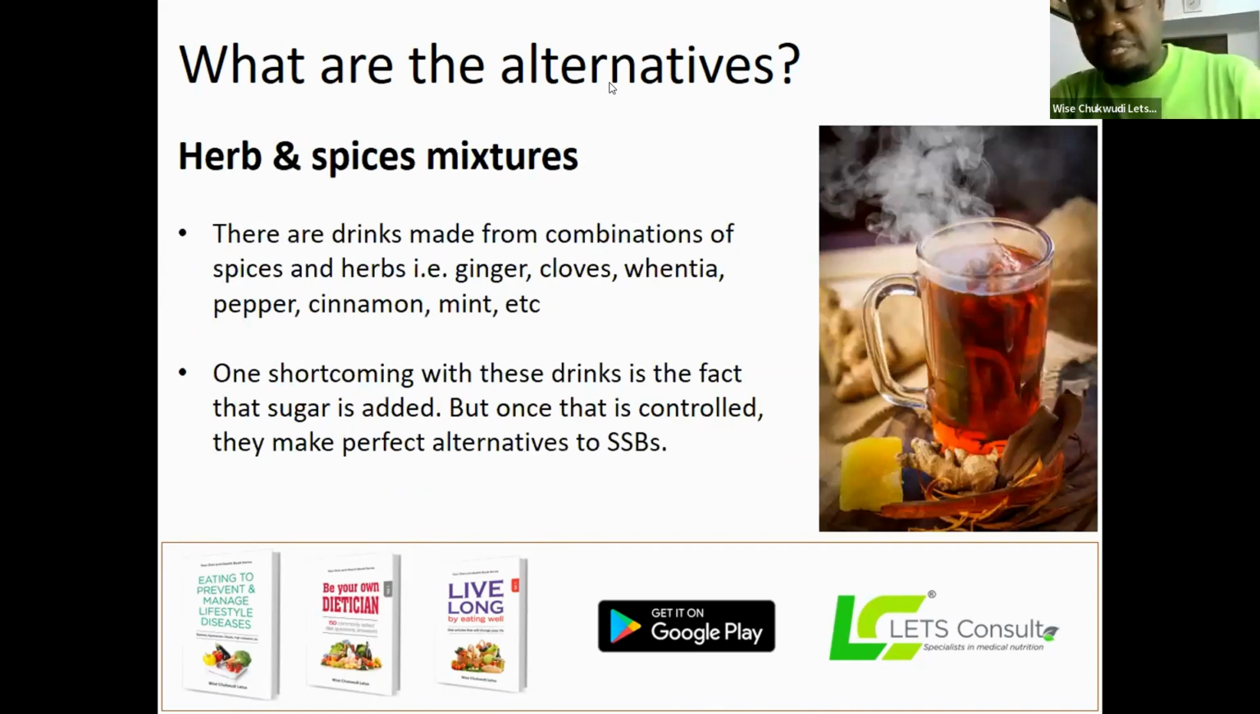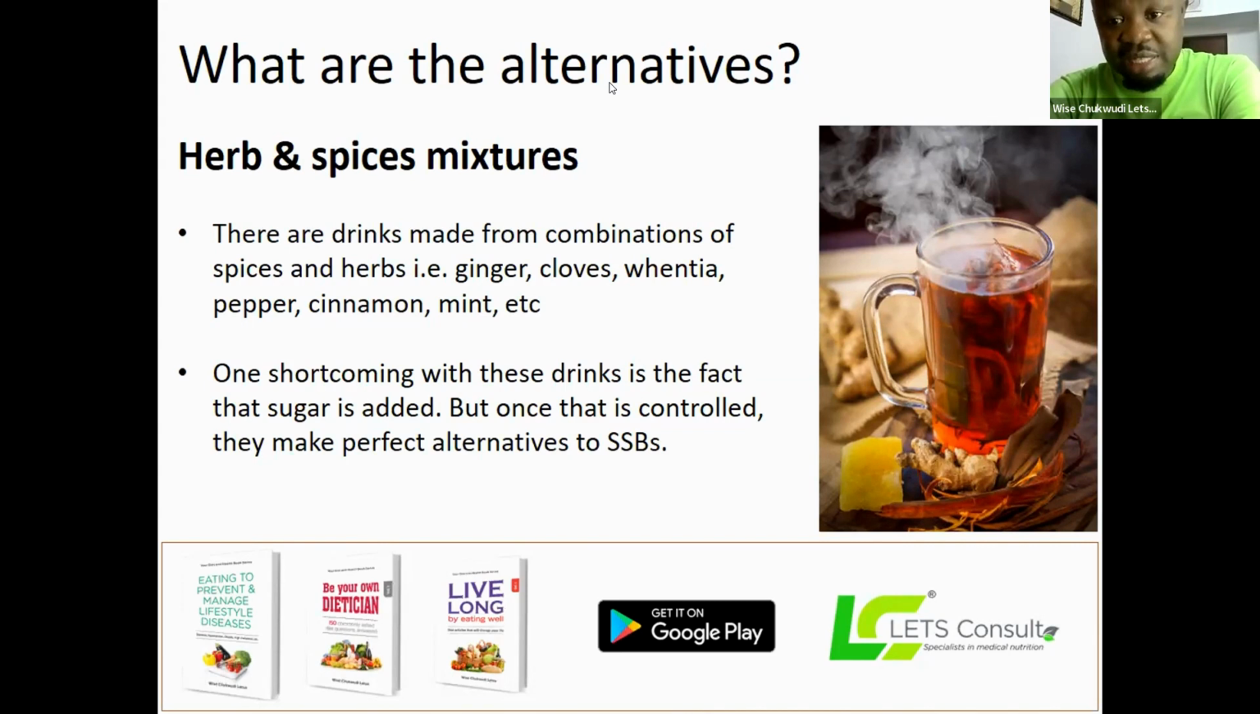Herbs. So the second alternative I want to talk about is herb and spices mixtures. People are so innovative these days. So they're able to put together herbs or spices, ginger, garlic, and stuff like that, cloves and cinnamon, mint, and co. They brew this as though they are brewing tea, and it comes out as very good drinks.